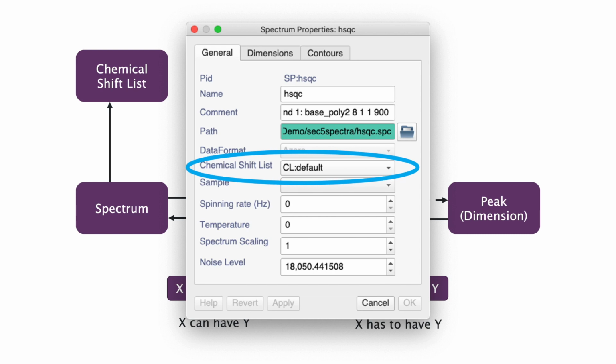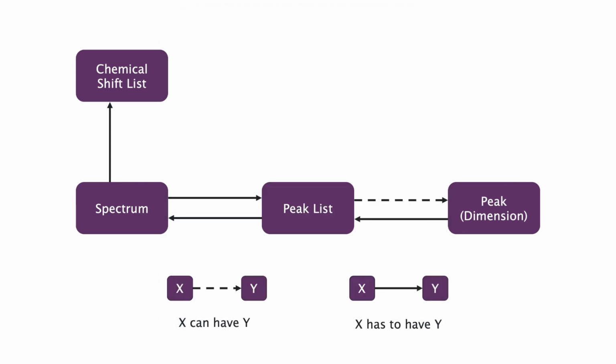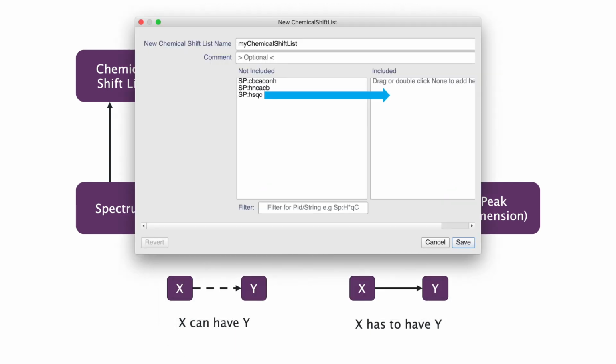Note that if you're doing a titration, then each spectrum should, in theory, be associated with its own chemical shift list. You can change which chemical shift list a spectrum is associated with, either using the drop-down menu in the Spectrum Properties box, or you can create a chemical shift list or edit a chemical shift list by double-clicking on it in the sidebar, and then you can move spectra into or out of the chemical shift list. Note that a spectrum can only ever be associated with one chemical shift list at a time.